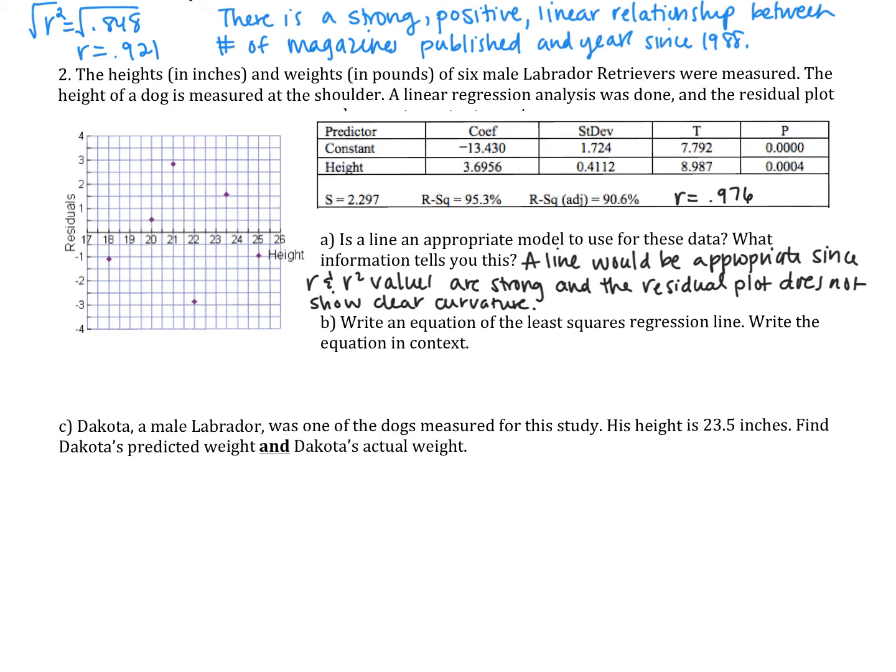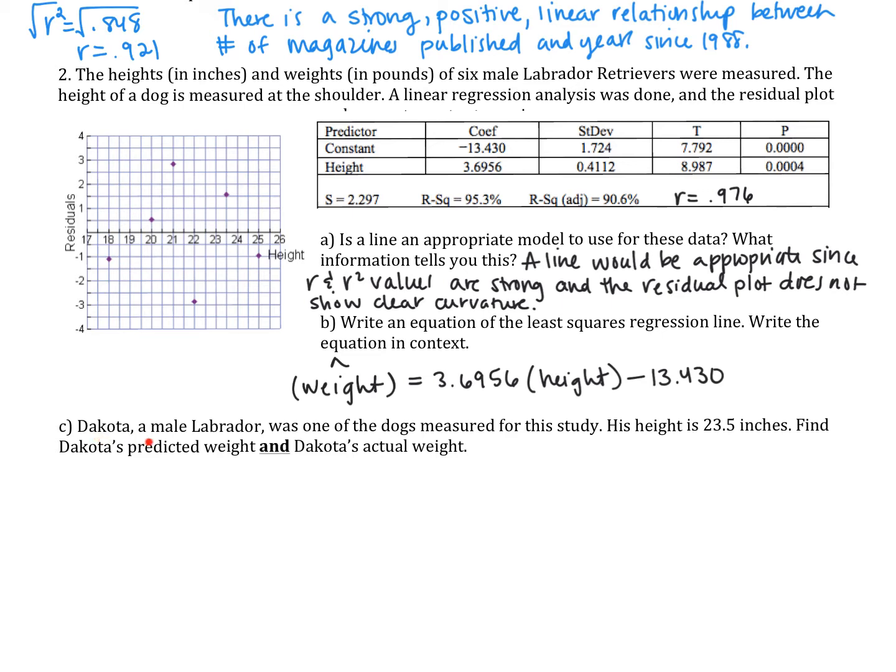So my equation would be weight hat equals 3.6956 height minus 13.430. So there's our equation in context.